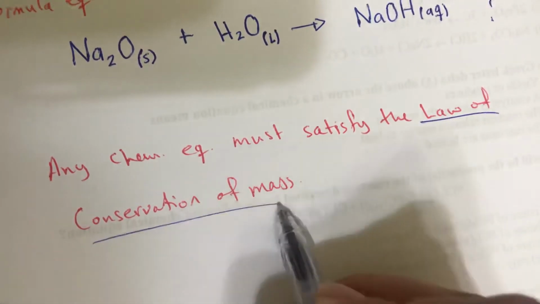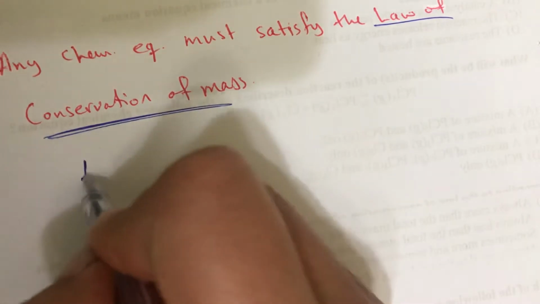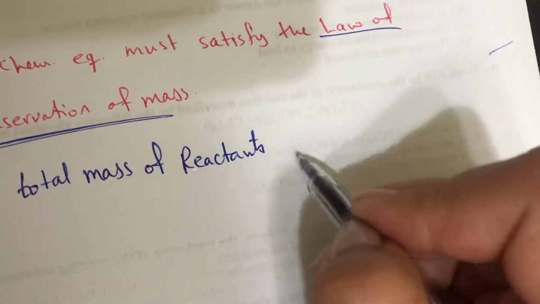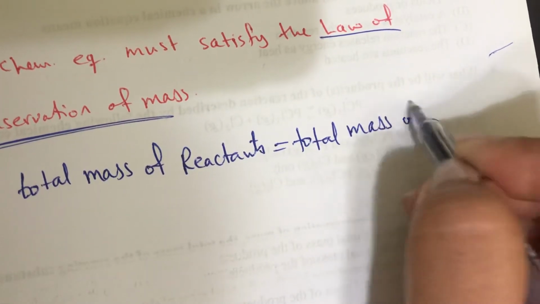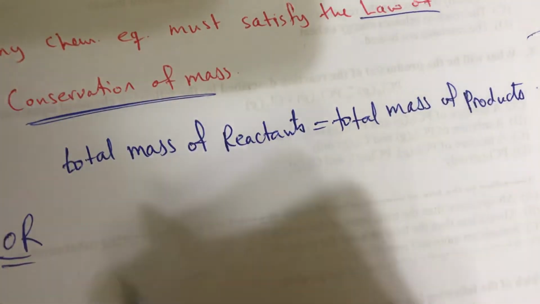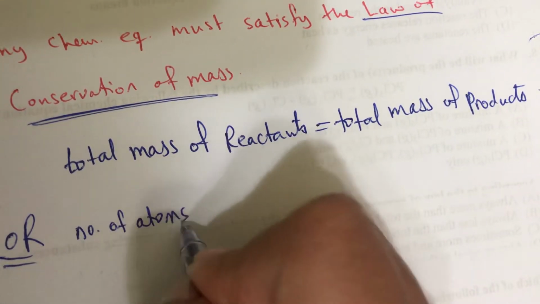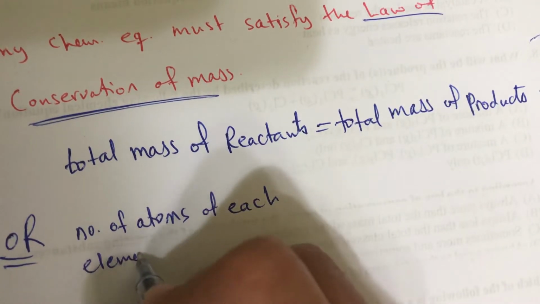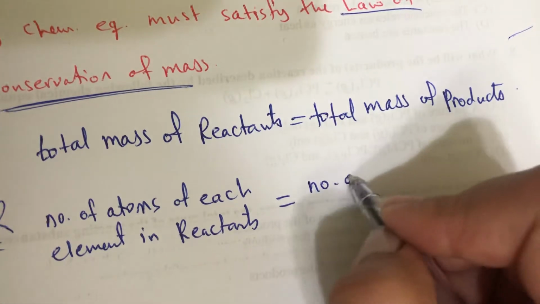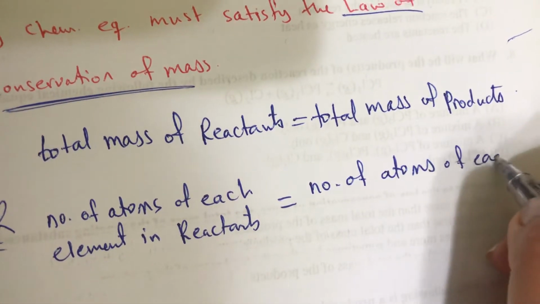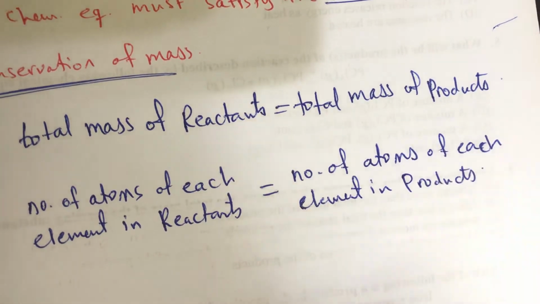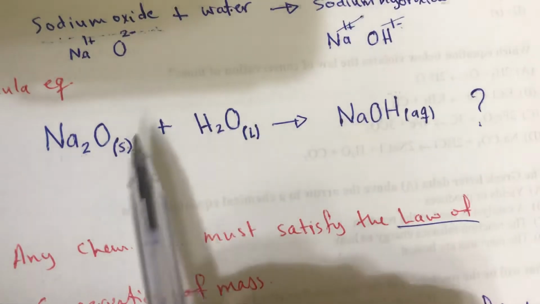This law states that total mass of reactants must be equal to total mass of products, or number of atoms of each element in the reactant must be equal to number of atoms of each element in product. Now here you don't have equal number.